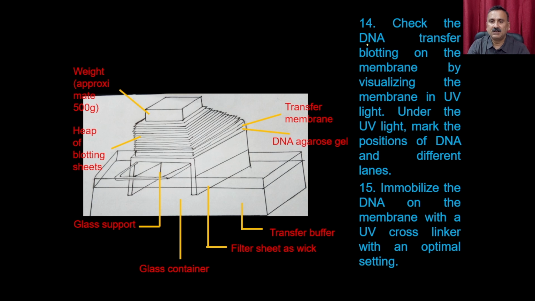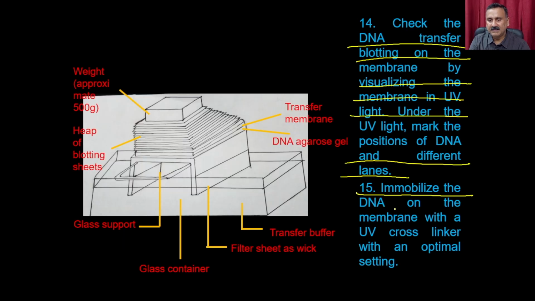Then you check the DNA transfer blotted onto the membrane by visualizing the membrane in UV light. When you visualize it in the UV light, you are going to see the same pattern that you observed on the agarose, and then you can mark the position of the DNA in the different lanes with the help of a pencil, right. Then you immobilize the DNA onto the membrane with a UV cross-linker, with an optional setting.